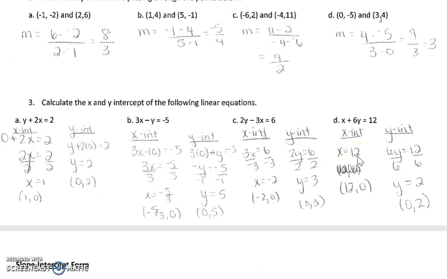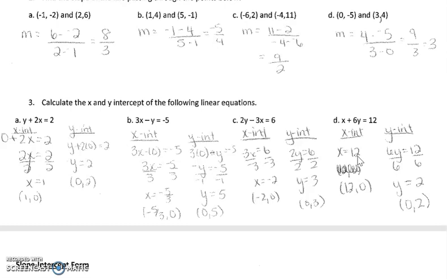Y-intercept, you're plugging in 0 for x. 0 plus 6y is just 6y. So 6y equals 12. Divide by that 6. So y is equal to 2. Ordered pair 0, 2. Okay.